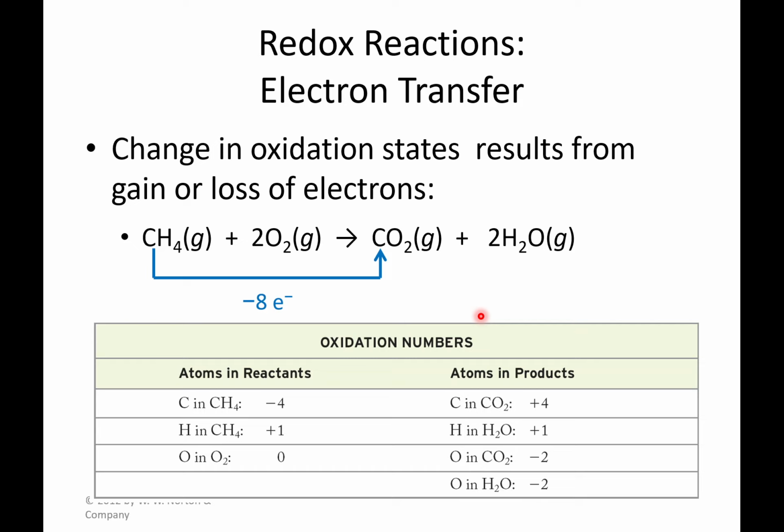And we can count up the electrons here. Carbon's actually giving up 8 electrons in this example. Oxygen in H2O also has an oxidation number of -2. And we see that oxygen goes from 0 to -2. There are 4 oxygen atoms, so the gaining of 2 electrons times 4 is a total of 8 electrons. So the number of electrons lost has to be equal to the number of electrons gained.